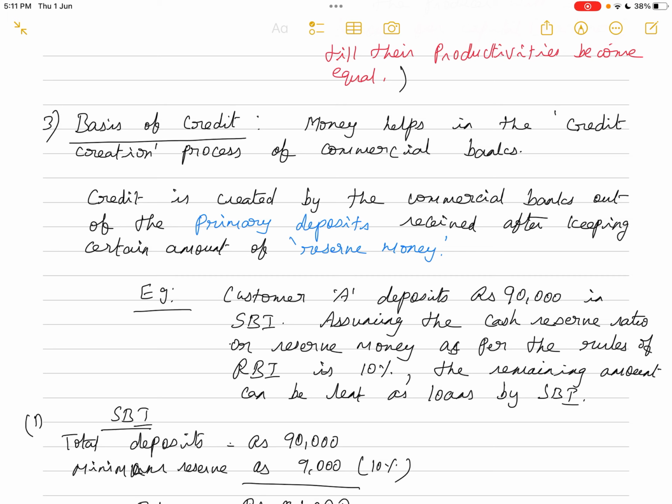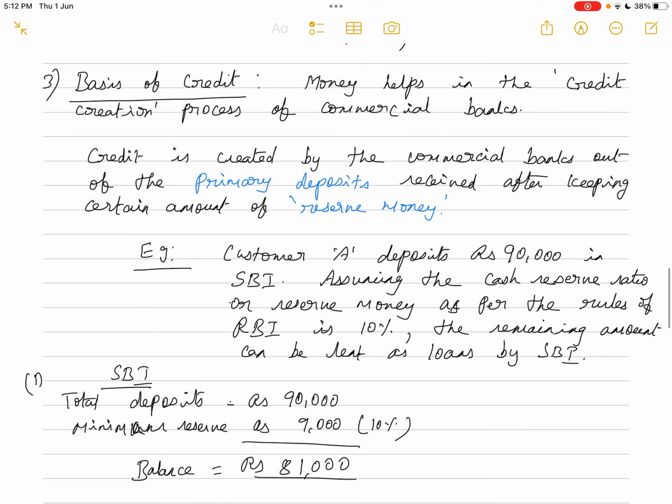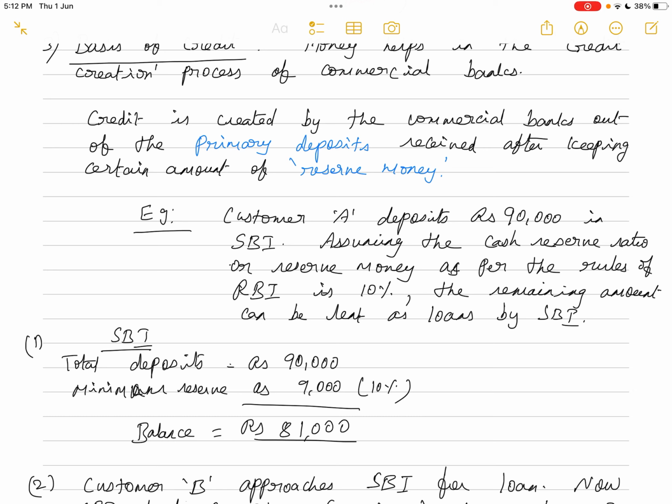Also, you have to understand that when the commercial bank is lending loans to another person, it is not handing over the cash. The commercial bank is opening an account in the borrower's name. So the money is still with the commercial bank only, and only the name is changed. This is how the commercial banks create credit.